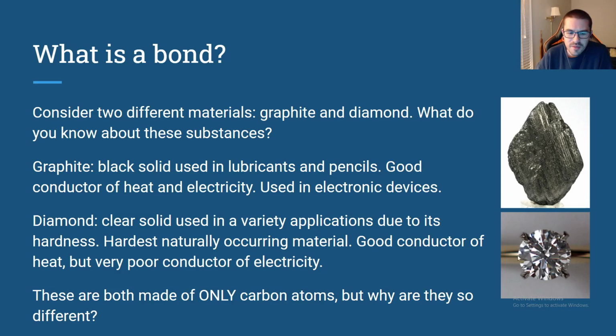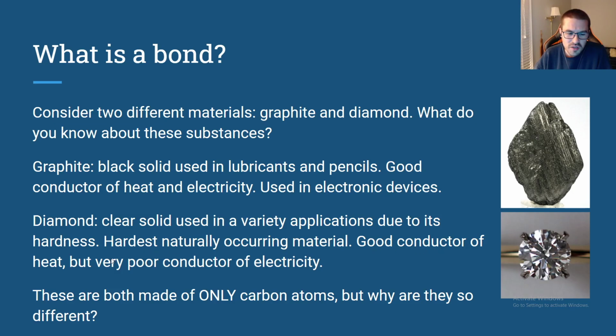We also have diamond. Diamond is very different from graphite. It's a clear solid used in a variety of different things due to its hardness, right? You've probably heard that diamond is a very, very hard material. Not necessarily tough, so it can break under certain circumstances, but it actually is the hardest naturally occurring material. What's the difference between hardness and toughness? That's too complicated to explain in this little intro slide here.